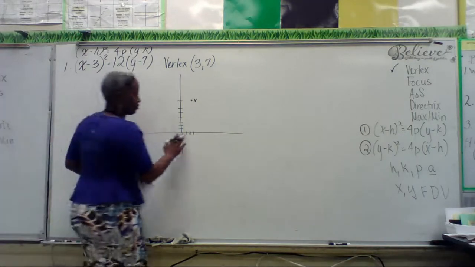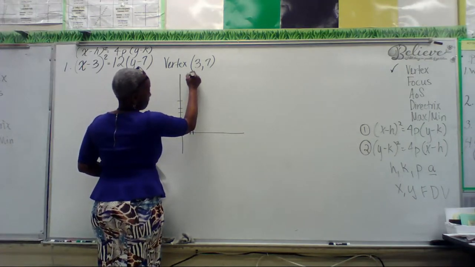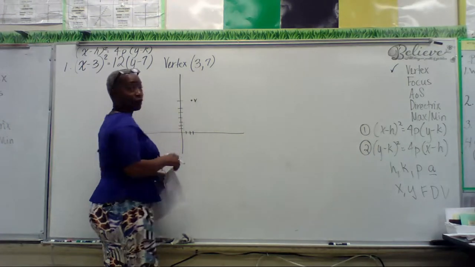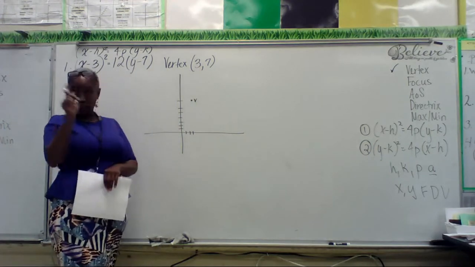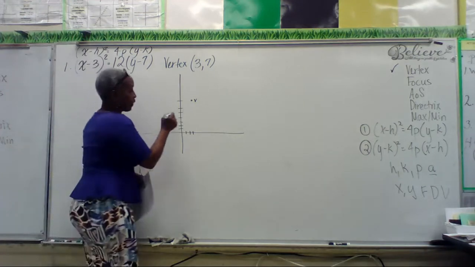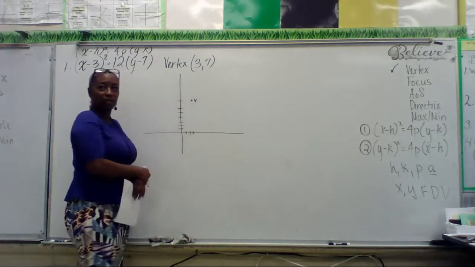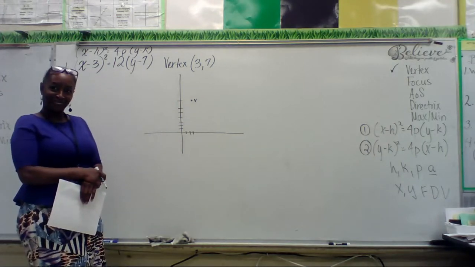Well, we know that our axis of symmetry is going to be what? 3. Do we know that for a fact? Are you sure? Okay, watch this. I don't want to confuse you, but what if I told you my axis of symmetry was 7?